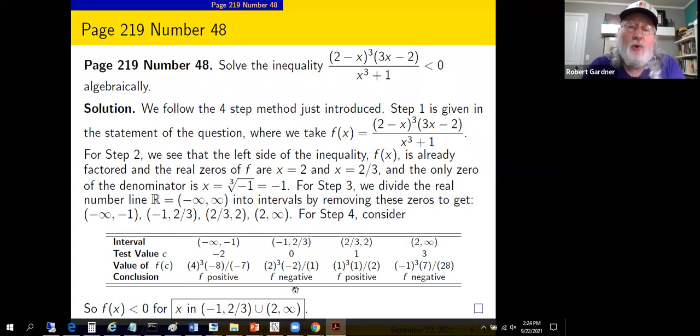Some numbers are more important than others in terms of equaling 0. These are certainly the important numbers in terms of intercepts. That's the 2 and the 2/3. So if it were or equals to, those 2 would be included, but not the -1. The function's not even defined at -1.